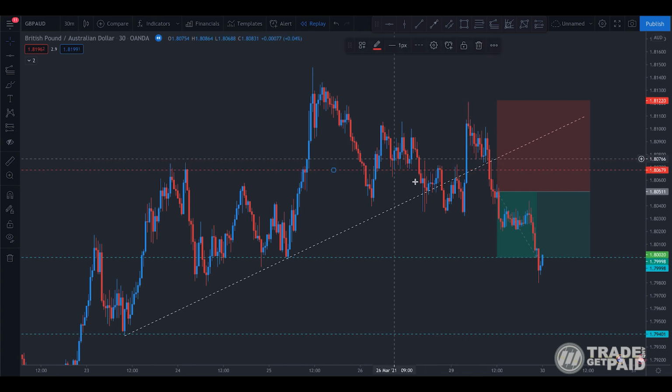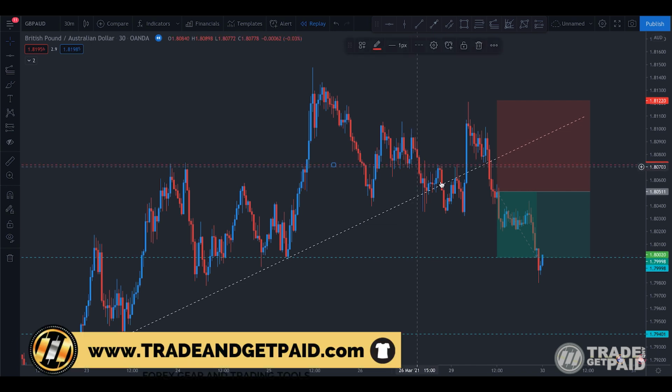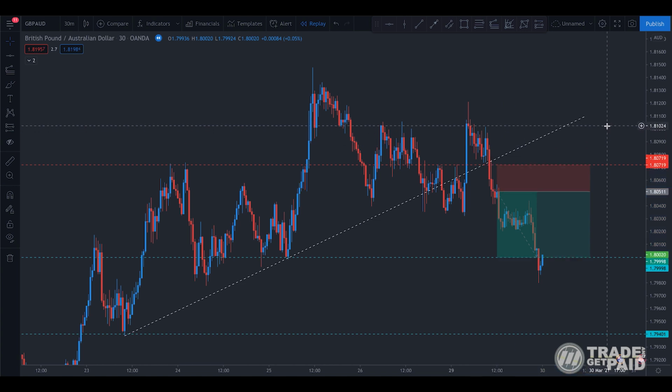So what we're going to do is we're going to look at previous structure. The same way we looked up here, we're going to look over here. And right here, we see these little wicks. We see this little supply area. And we're going to move our stop loss right into about here. Well, now look. Look at how that looks now.